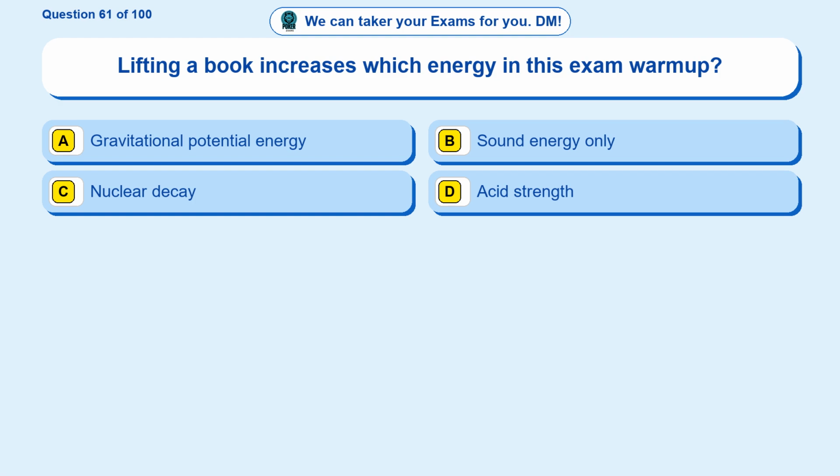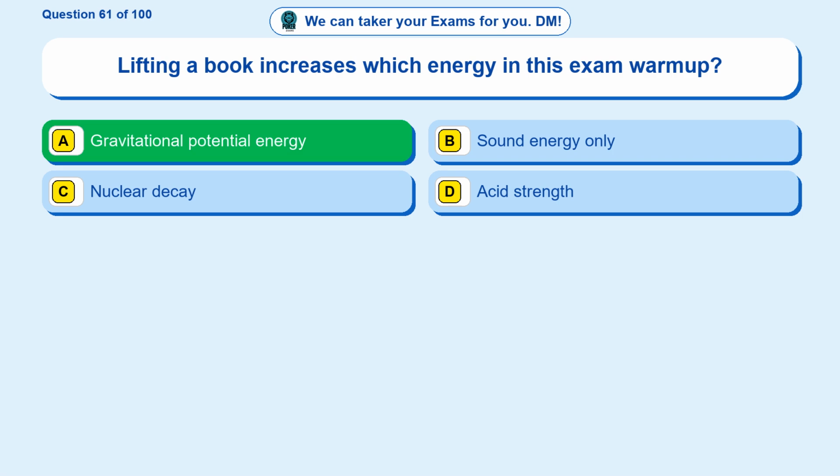Question 61. Lifting a book increases which energy in this exam warm-up? Option A, gravitational potential energy. Option B, sound energy only. Option C, nuclear decay. Option D, acid strength. The correct answer is option A, gravitational potential energy.